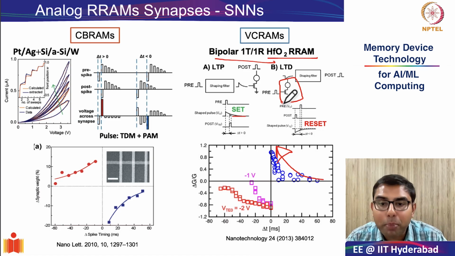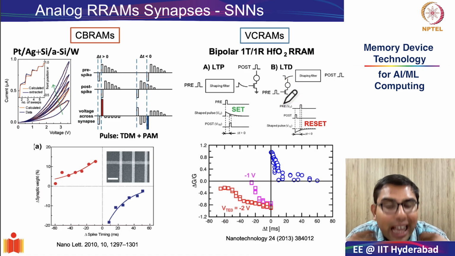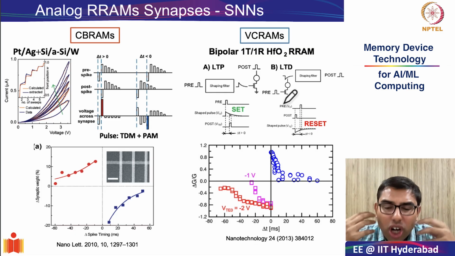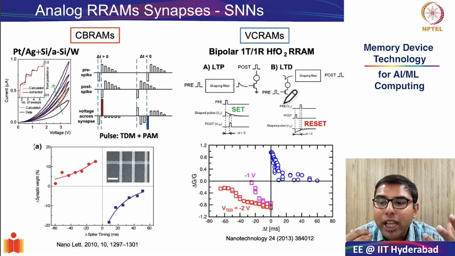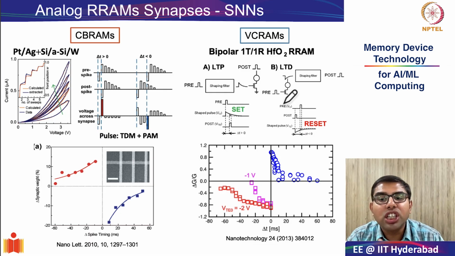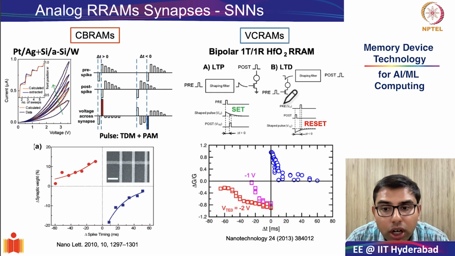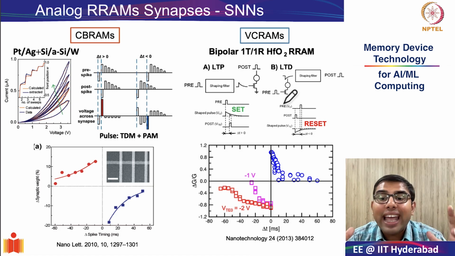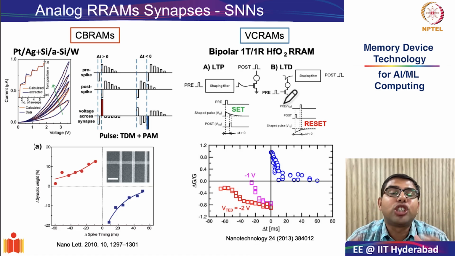So both in CB-RAMs and VC-RAMs, as we have discussed even for PC-RAMs, the device does not really understand timing. It is intelligent pulse shaping circuitry that converts this spike timing into controlled analog state updates, thereby enabling spike timing dependent plasticity in actual hardware with a single nanoscale element.